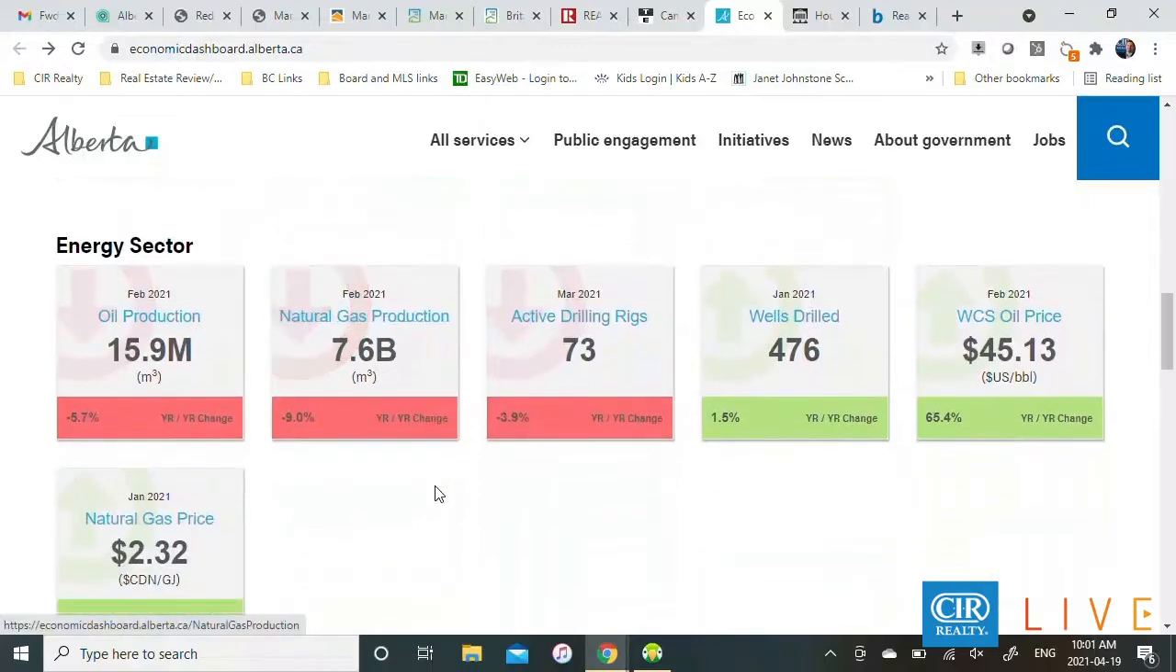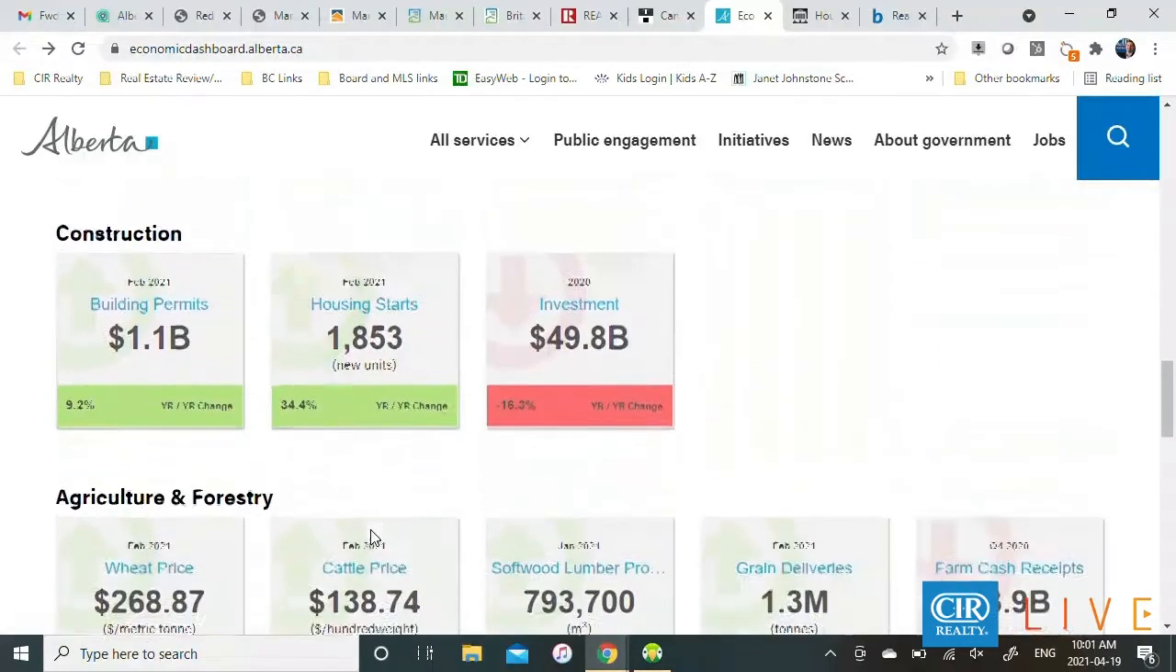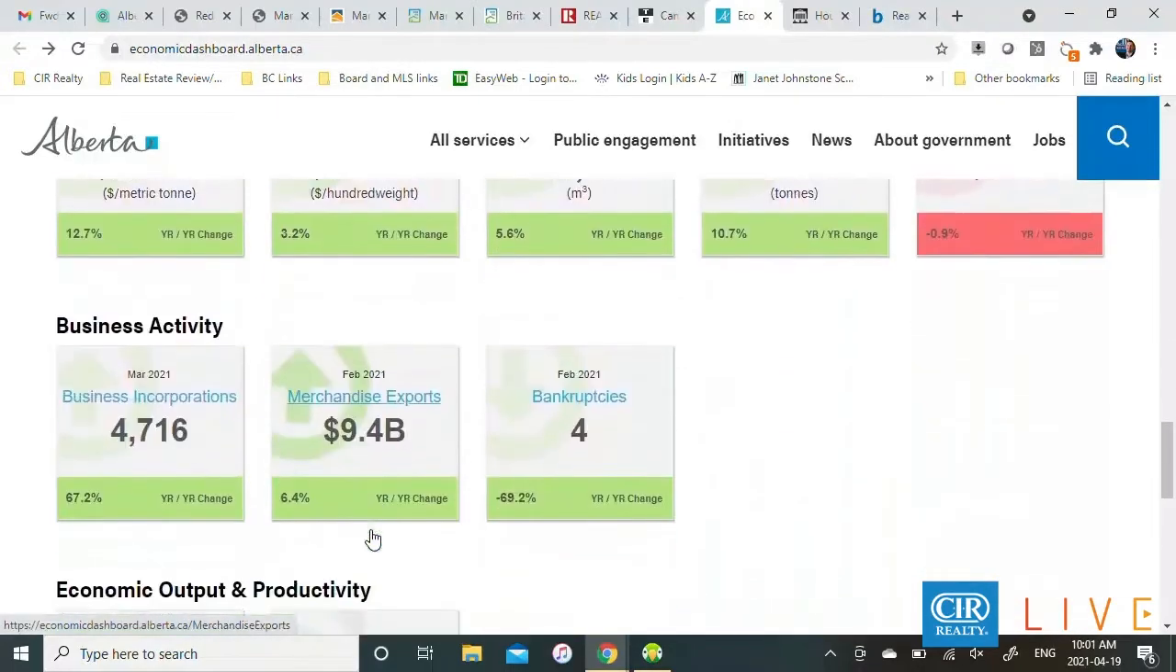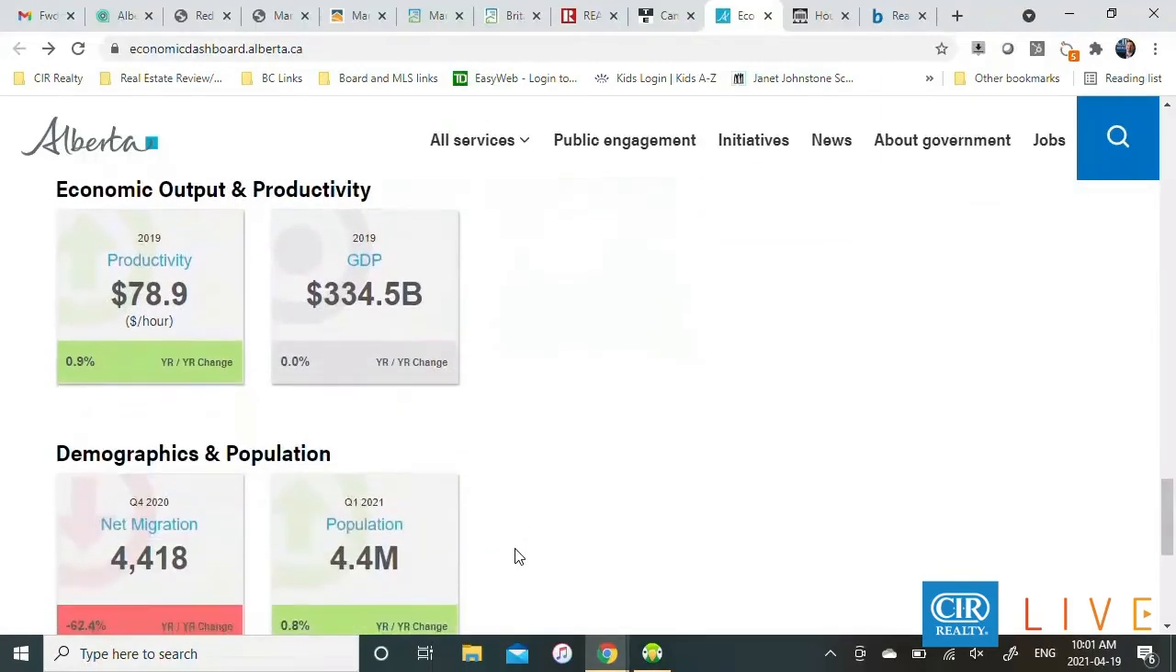Energy sector is always interesting to watch. Natural gas continues to do well. Construction's doing great. Agriculture and forestry. Business and corporations has made a huge jump. So people are just getting into business for themselves. Our economic output is up.